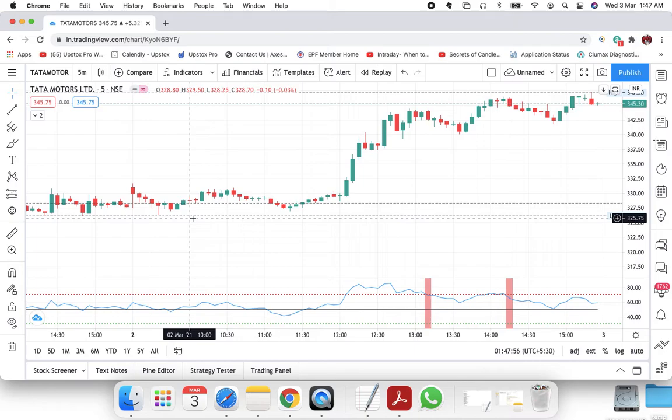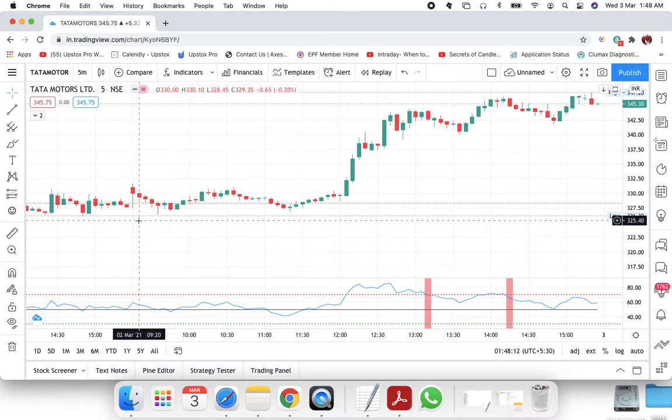Now, based on this information, how can we punch our order? Let's see a small example. Before that, I wanted to make a point: how do we decide the entry point? How do we punch our order?